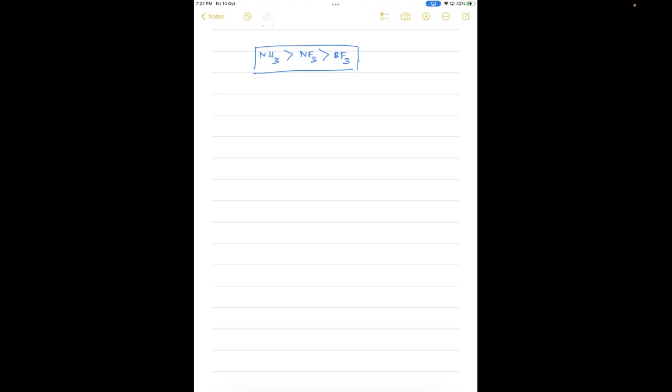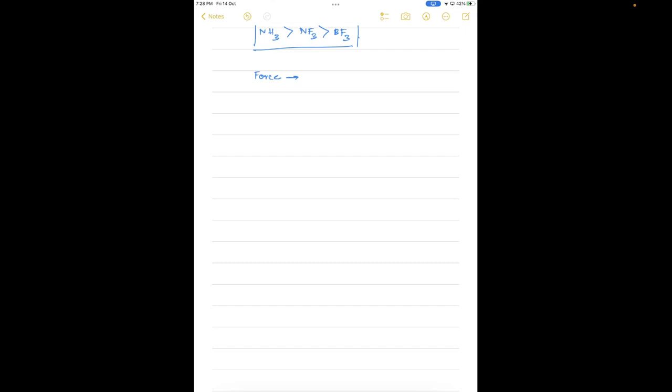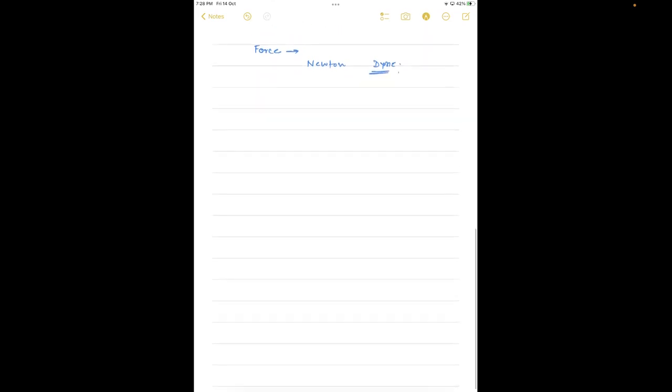Okay, so let's first start with the unit of force. I'll be writing some important quantities which will be important for the chemistry GATE exam. The SI or MKS unit of force is the Newton, we know that, and the CGS unit is the dyne. So 1 Newton means 10 to the power 5 dyne.